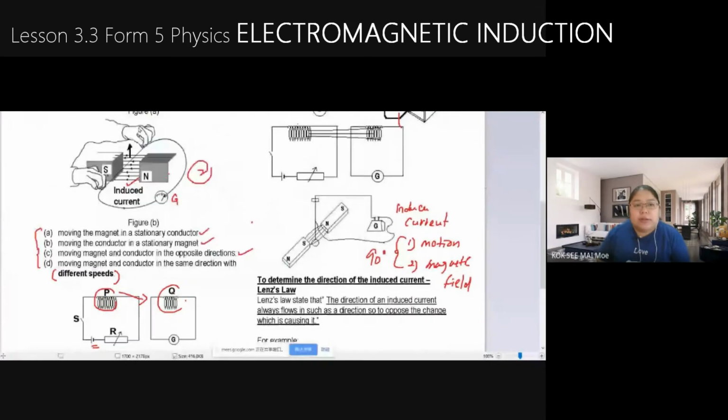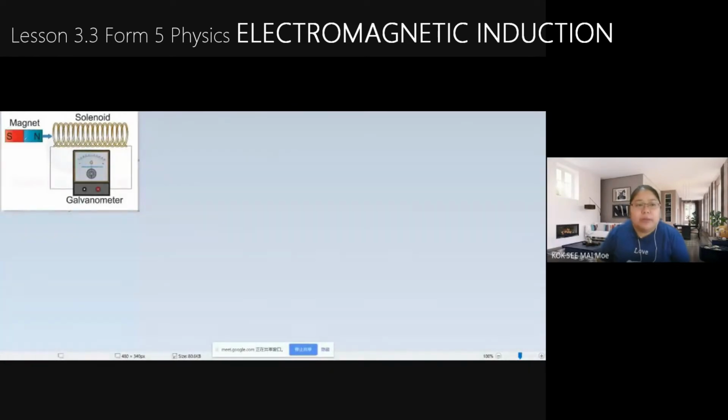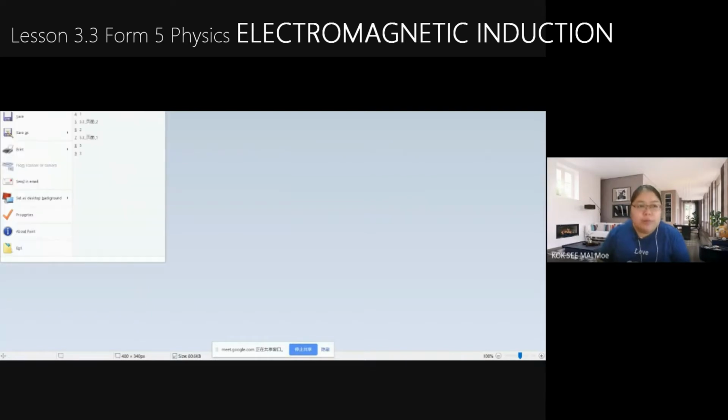Okay, this one is the first one. Just like the normal magnet, go in the solenoid. Hello, Justin, can you see the diagram or not? Yes, teacher. Okay. Now this one is a magnet. They go in the solenoid. The solenoid is joined with the galvanometer. When you just go in, the galvanometer will be deflected. So this one is the first one.